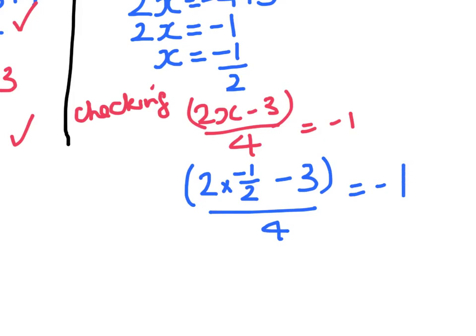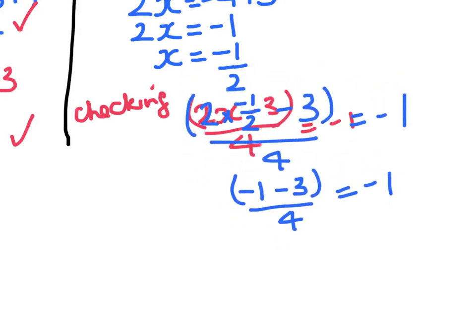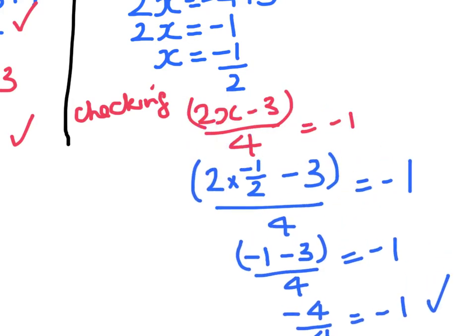Just think about it. What would 2 times minus 1 half be? 2 times 1 half is 1, so therefore it must be minus 1. Minus 1 minus 3 over 4 equals minus 1. Does that look right? Minus 1 minus 3 is minus 4, divided by 4, which is, woohoo, minus 1. Therefore we know that our answer up here, x equals a half, is correct. So there we go. Hopefully that made sense.